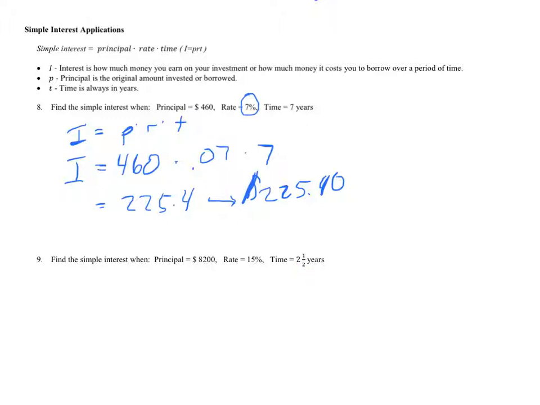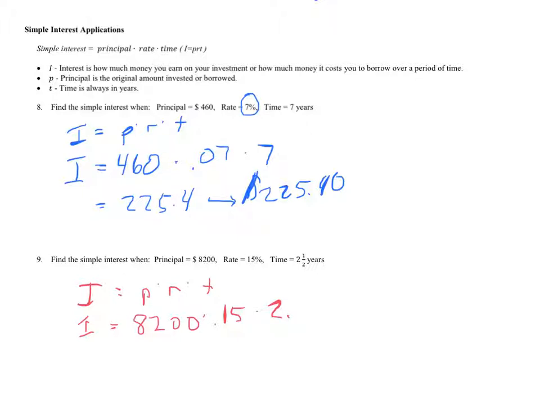Number 9, we have to find the simple interest when the principal is $8,200, the rate is 15%, and the time is 2.5 years. So again, I equals PRT. We're given that the principal is 8,200, the rate is 15%, and the time is 2.5 years.